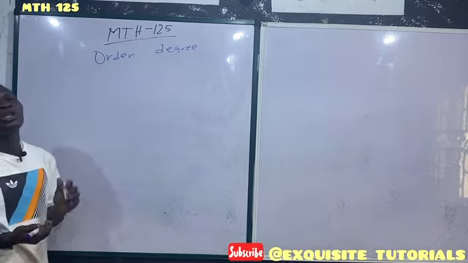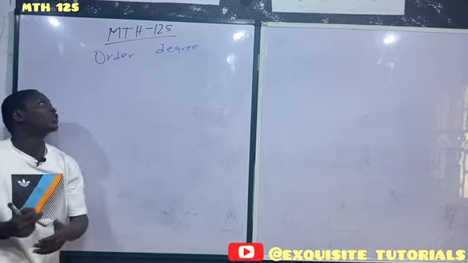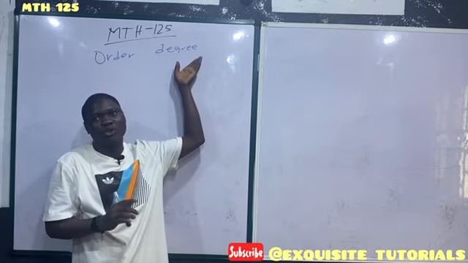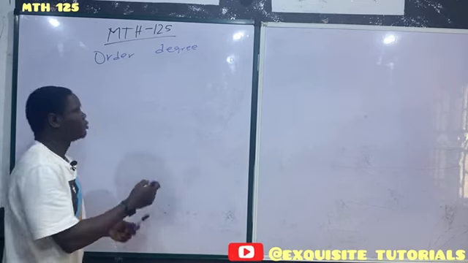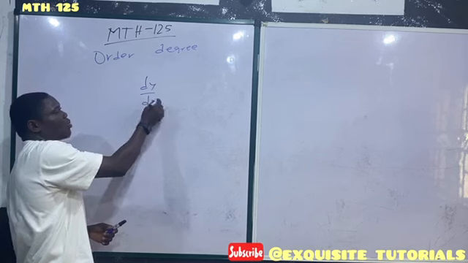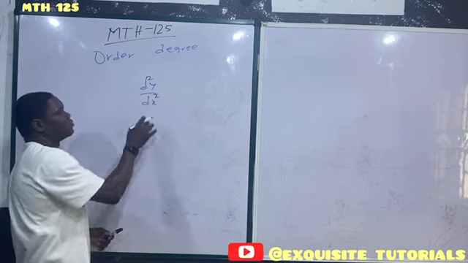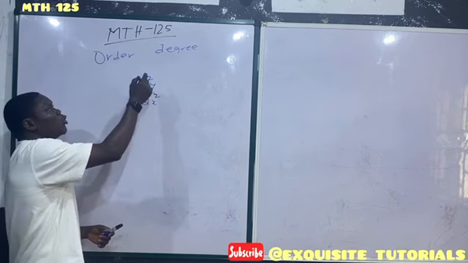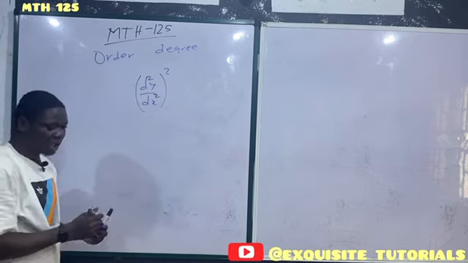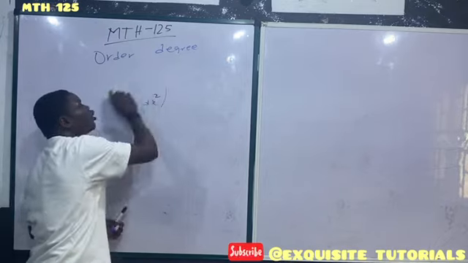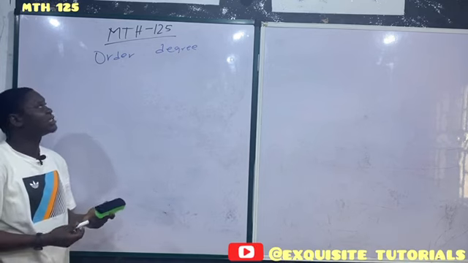Now, when you're analyzing the order of a differential equation, you have to work with the differential coefficient. But once you are analyzing the degree of a differential equation, you will work with the power of that differential coefficient. So if you have dy over dx as probably the differential coefficient, or d squared y over dx squared, this is what you work with to get the order. But the power of this differential coefficient is what you work with to get the degree of that equation. So the order of a differential equation is actually the highest derivative of that differential equation.